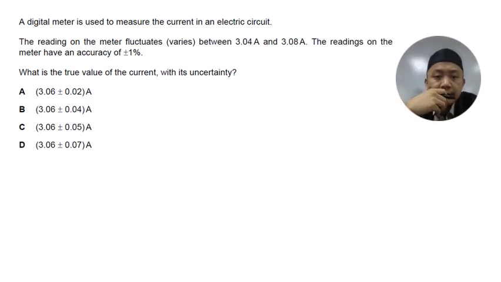A digital meter is used to measure the current in an electric circuit. The reading on the meter fluctuates, i.e. varies between 3.04 amperes and 3.08 amperes. The readings on the meter have an accuracy of plus minus 1%. The question is, what is the true value of the current with its uncertainty?